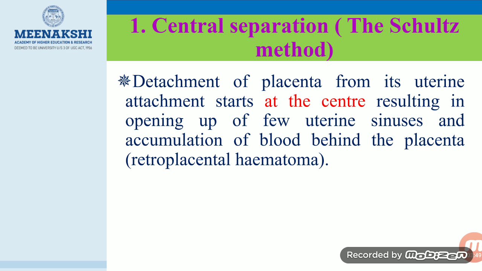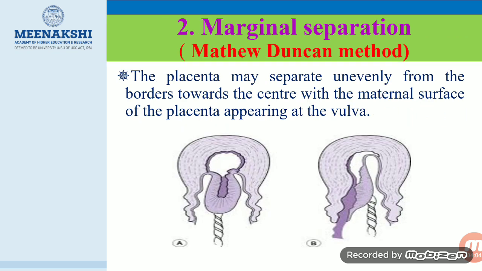Regarding central separation, the detachment of the placenta from its uterine attachment starts at the center, which results in opening up of a few uterine sinuses and accumulation of blood within the placenta. We call that a retroplacental hematoma. And about marginal separation, that is the Matthews Duncan method, the placenta may separate unevenly from the borders towards the center, with the maternal surface of the placenta appearing at the vulva.